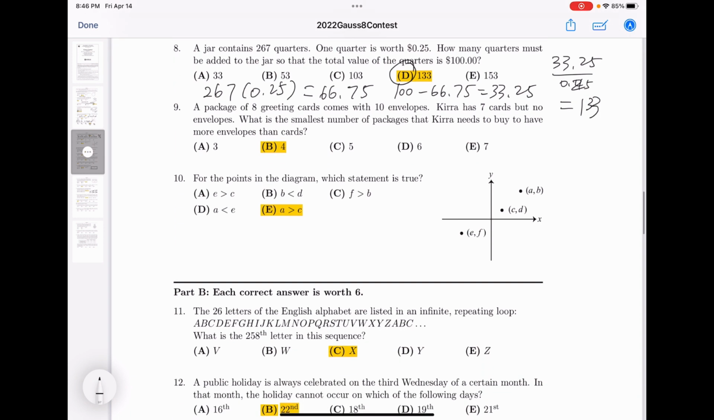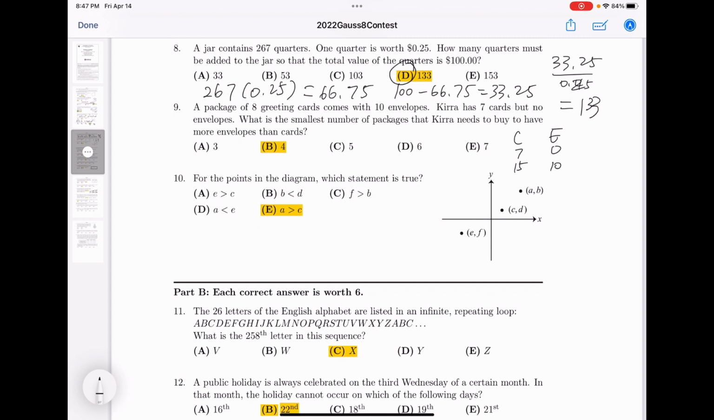Number 9, a package of 8 greeting cards comes with 10 envelopes. Kira has 7 cards but no envelopes. What's the smallest number of packages that Kira needs to buy to have more envelopes than cards? Okay, so initially, Kira has 7 cards and 0 envelopes. And after she buys 1 package, she would get 7 plus 8, which is 15 cards, and 10 envelopes.